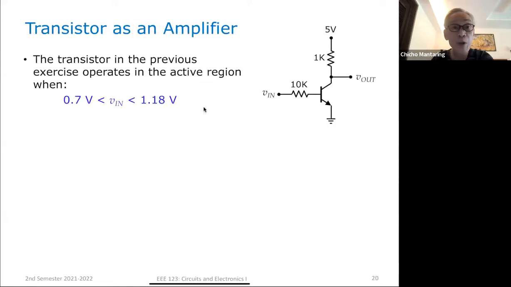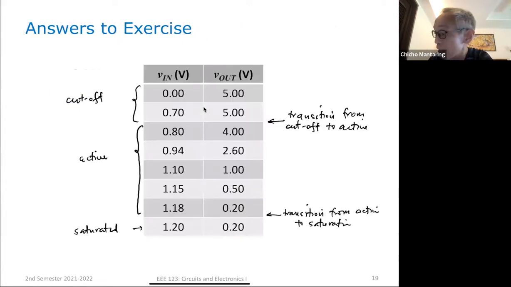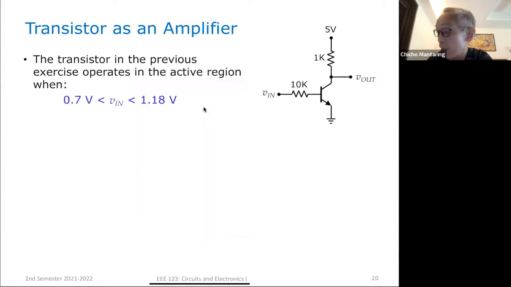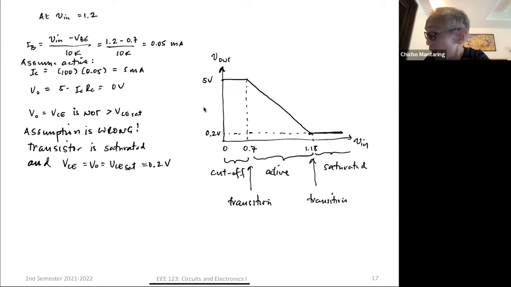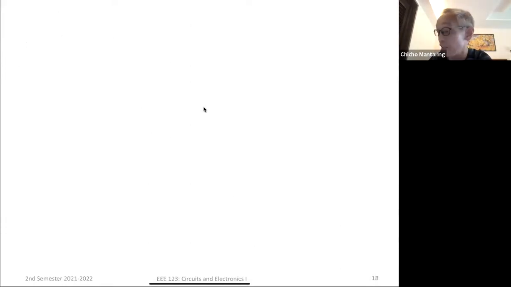Okay. Now I'm going to discuss with you the transistor as an amplifier. Can a transistor be used as an amplifier? If you take a look at the previous exercise, where we have V in and V out, the transistor is in the active region when V in is from 0.7 to 1.18. So ito yun. From 0.7 to 1.18, nasa active region siya.